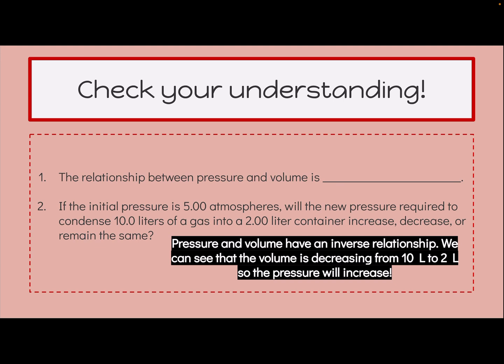So the relationship between pressure and volume is inverse. And if the initial pressure is 5 atmospheres, will the new pressure required to condense 10 liters of a gas into 2 liters increase, decrease, or remain the same? And again, since they have that inverse relationship, if we are decreasing the volume from 10 liters to 2 liters, the pressure will therefore increase.